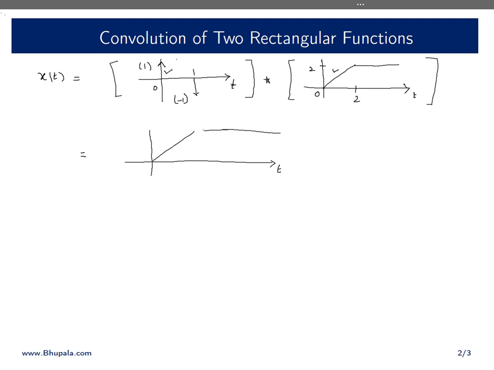And the corresponding amplitude would be 2. This is 0 and this is 2. Similarly, convolution of a shifted Dirac delta function with this function will shift the signal. We have a shifted Dirac delta function with a shift of 1, so we shift the signal by 1 unit. So the plot will look like this.